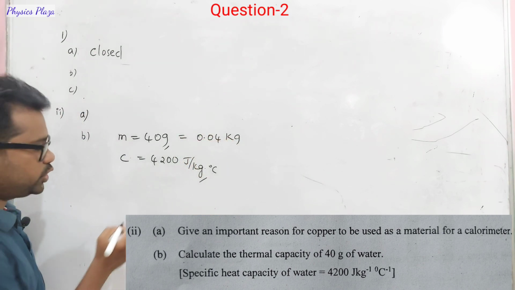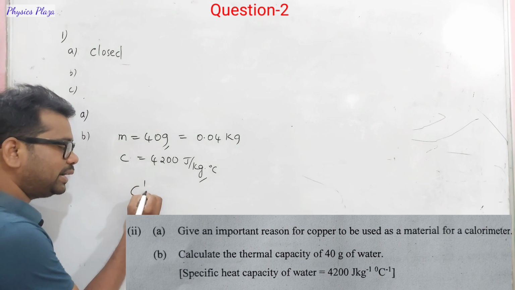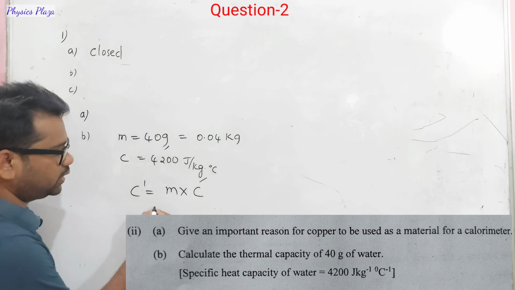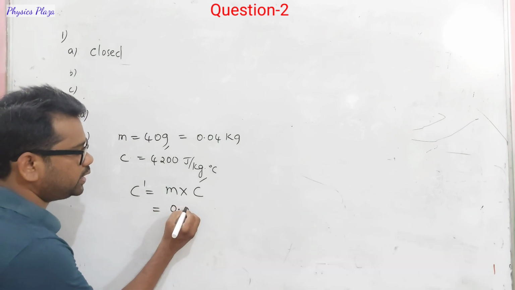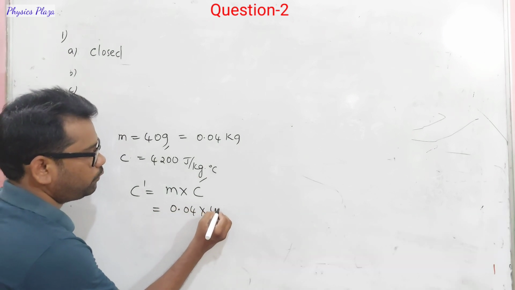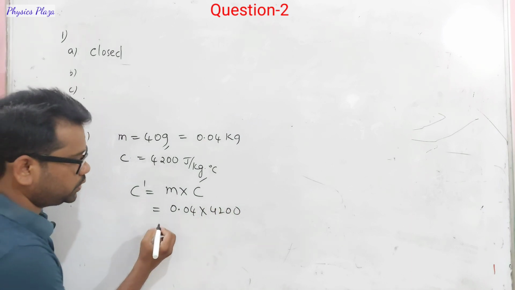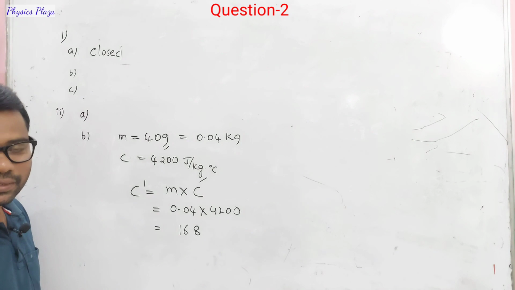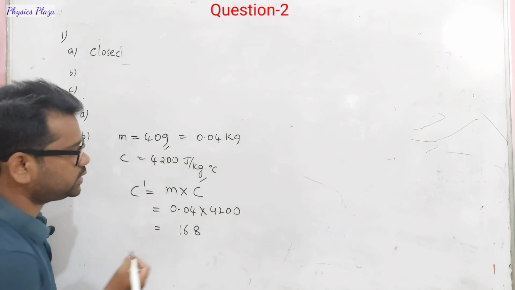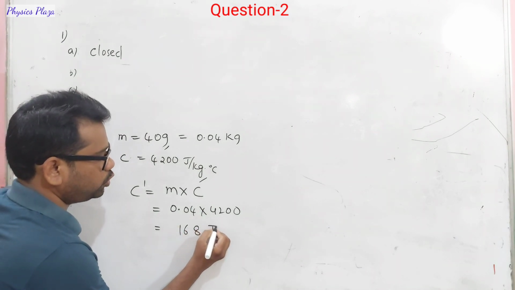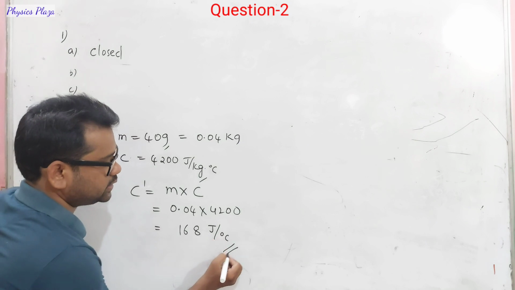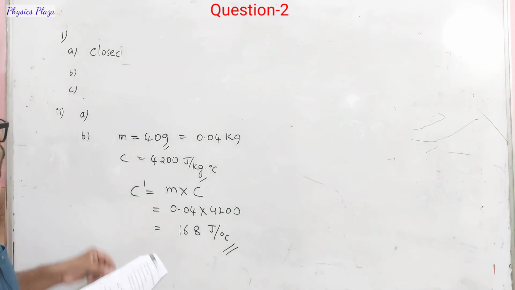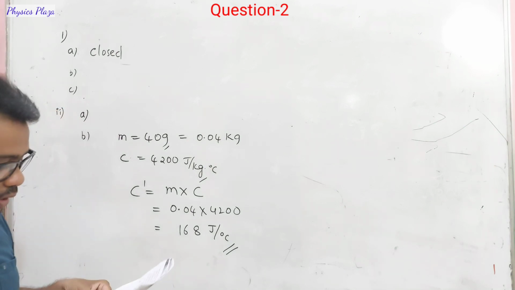So we know that thermal capacity C dash is equal to mass into specific heat capacity, that is 0.04 into 4200. So here 4 into 42 is 168. But what are the units? The units are joule per degree Celsius. Joule per degree Celsius is the right answer. So bit A is 1 mark, bit B is 2 marks.